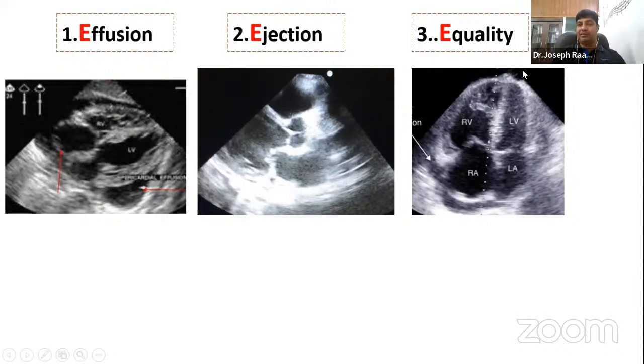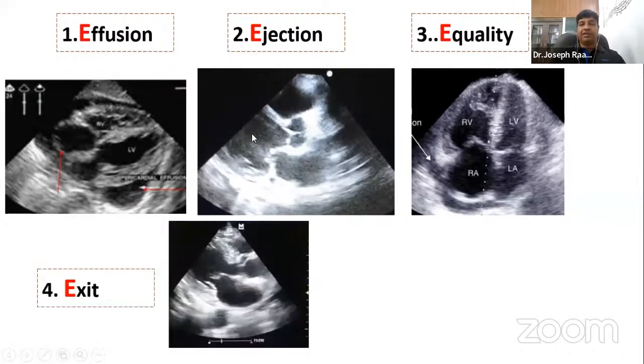If the right ventricle is bigger than the left ventricle, then you know this patient's hemodynamic instability is because of the right ventricular dysfunction, and maybe because of pulmonary embolism or so many other things, depending upon your situation. The fourth thing is exit.